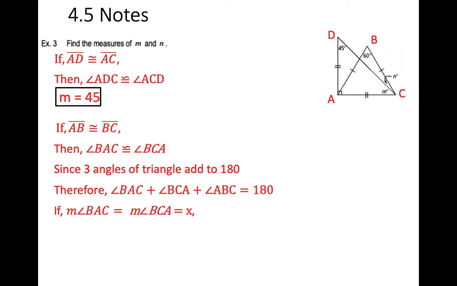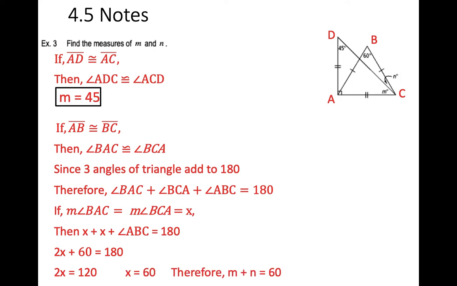And so let's call both of those x, then x plus x plus the angle ABC equals 180. And we know that ABC is 60, so I can just substitute that in. Subtract 60 out, and I've got 2x is 120, or x is 60. So therefore, I know that M plus N, those two together, are going to equal 60 degrees. And if they equal 60 degrees and M is 45, then N must be 15.